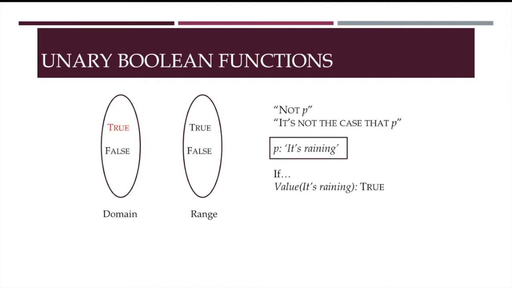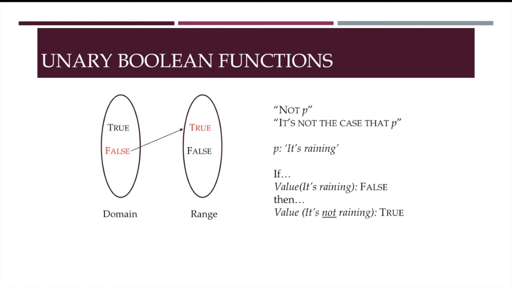For instance, suppose that P is it's raining. Then if it's true that it is raining, the sentence it's raining will be true. Correspondingly, in this case, the sentence it's not raining will be false. So negation takes true sentences and outputs false sentences. Conversely, if it's not raining, then the sentence it's raining is false. And in consequence, the sentence it's not raining is true. So here negation maps falsity onto truth.